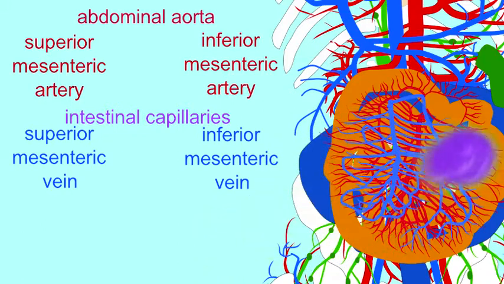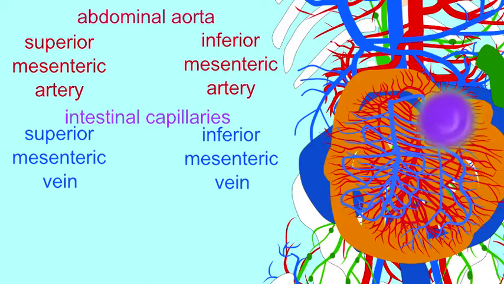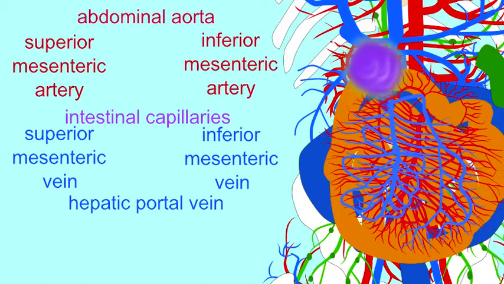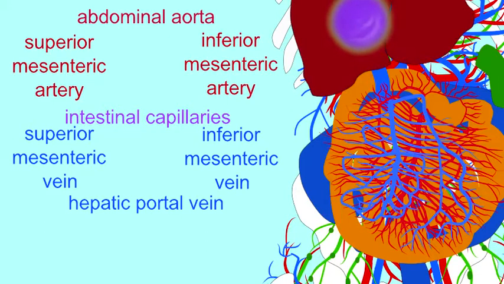Now, these two veins do not empty into the inferior vena cava. Instead, the inferior mesenteric vein fuses with the splenic vein, and these fuse with the superior mesenteric vein to form the hepatic portal vein, which carries deoxygenated blood from the digestive tract directly to the liver, so the liver can process the material which has been ingested.